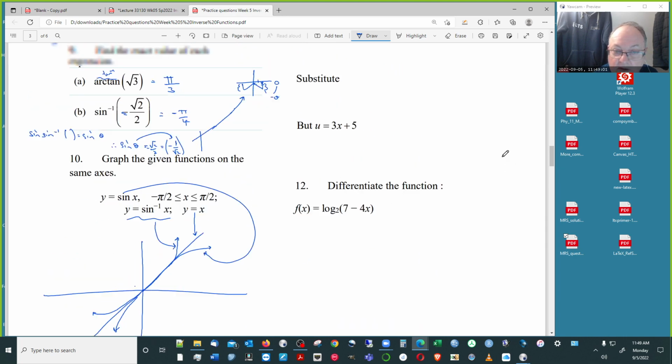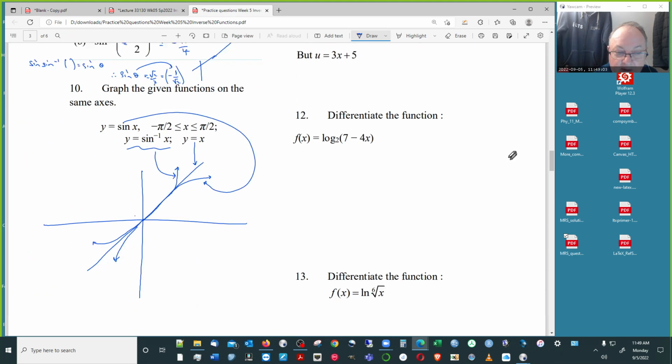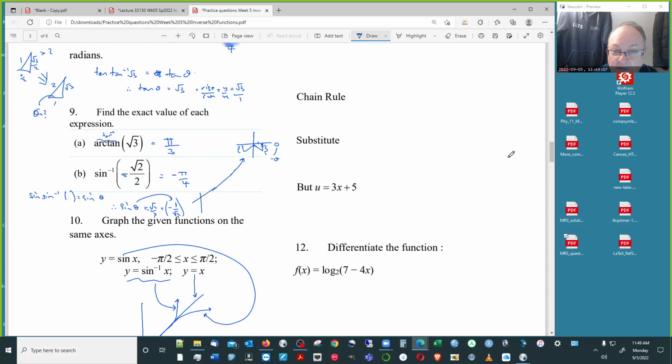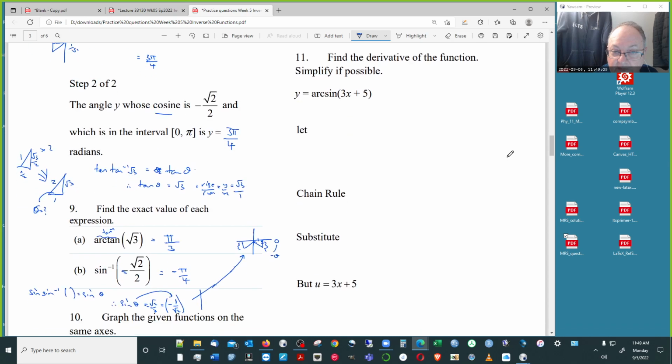Alright, let's go here. Can I go away from that? You happy with that? Just shout out if you need me to pause. Alright, so find the derivative of the function, simplify if possible. So sine to the minus 1.